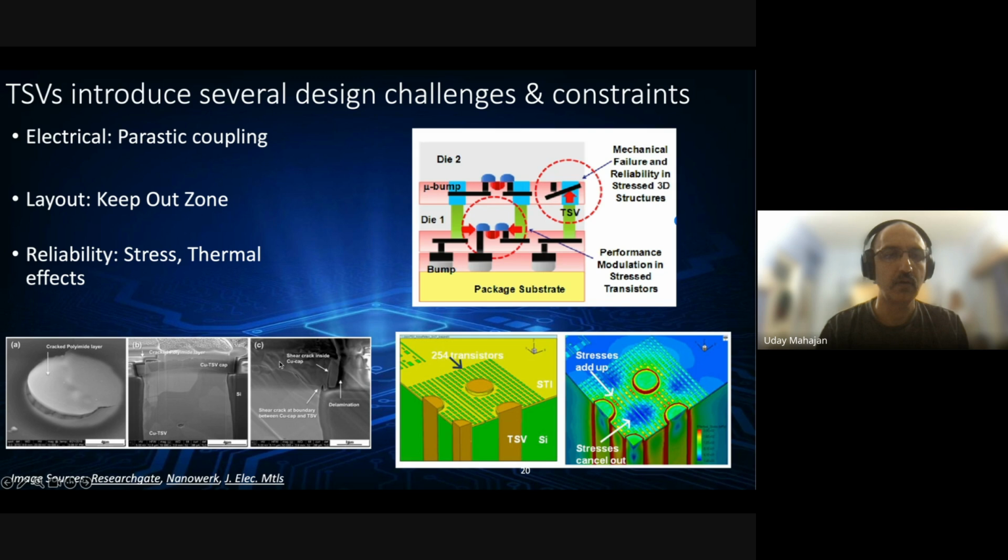By the way, one function I forgot to mention during the application discussion was the TSVs are also very good heat sinks. They are good at taking heat away from the device. So not only in some cases they might actually generate heat because of the I square R losses, but in most cases they are also helpful at transferring heat away from the device, and those are called thermal TSVs.